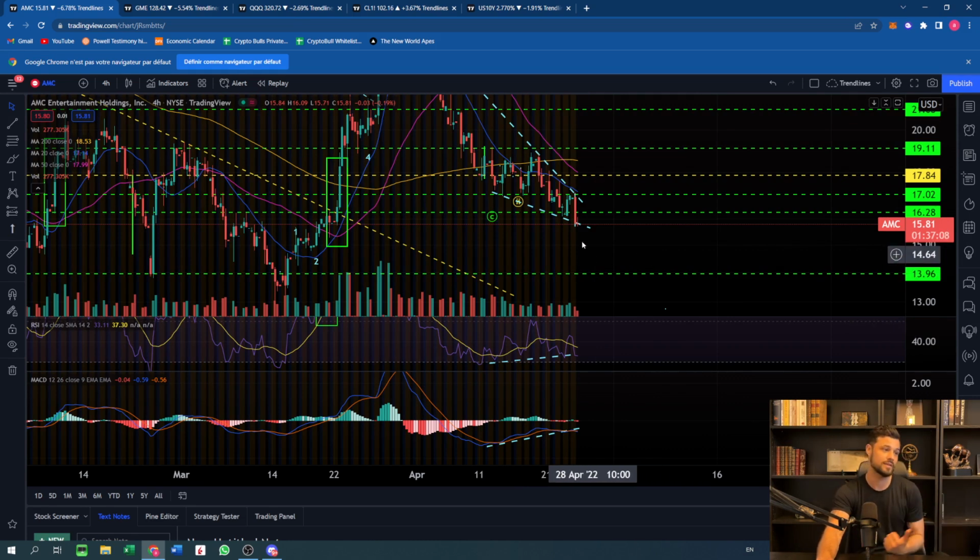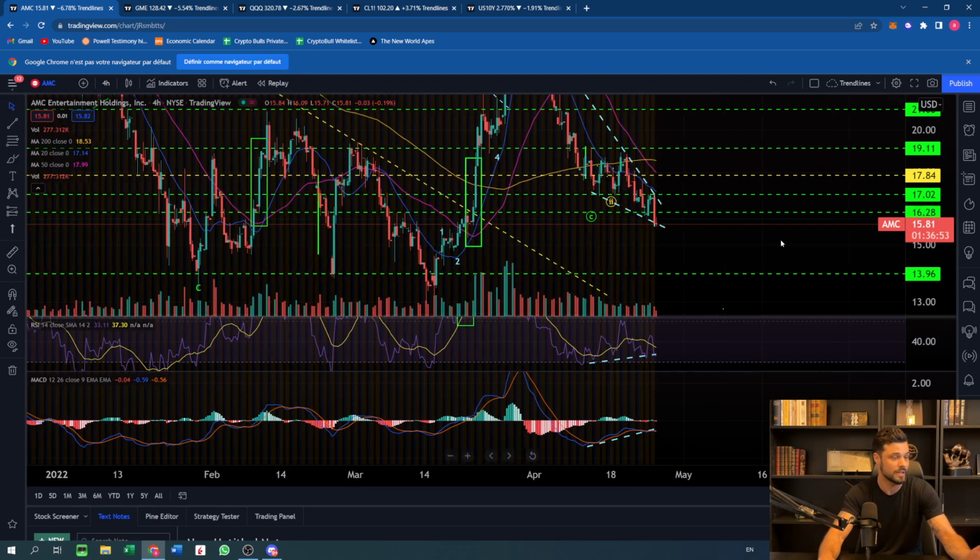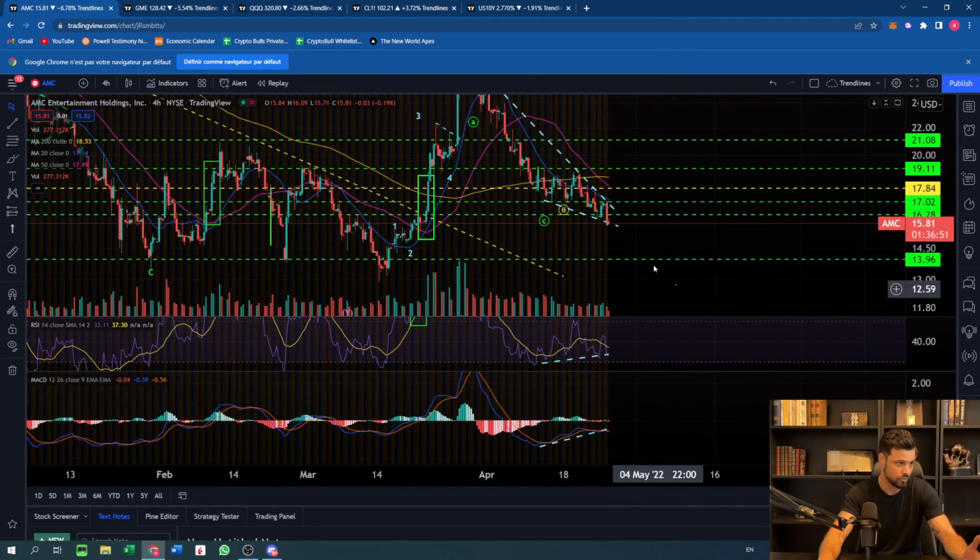But if I had seen a volume here, I would have said, all right, this is bearish and we are likely to go to 13. But the AMC situation is different. You guys know that many algorithms work on the stock and manipulate this. This market is manipulated more than any other market. So here it could be just maybe one more trap before a rebound.